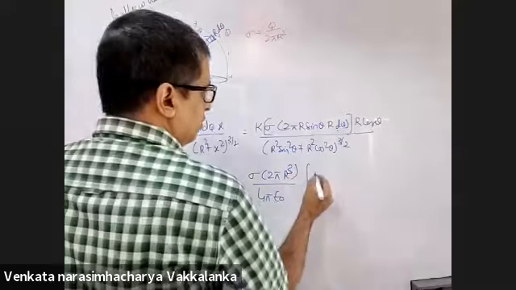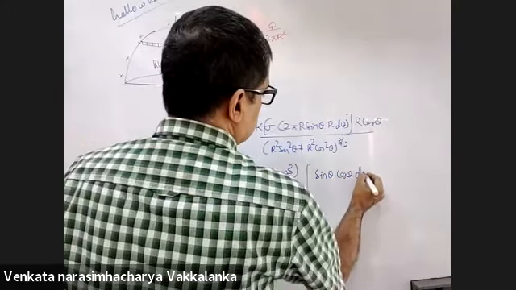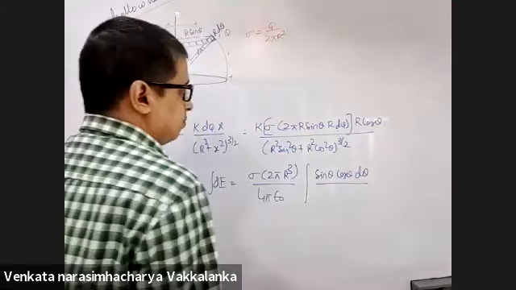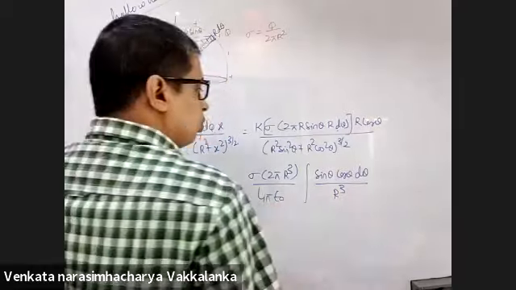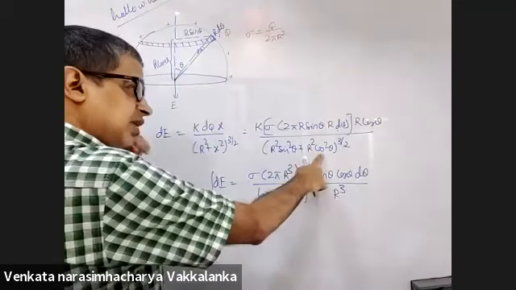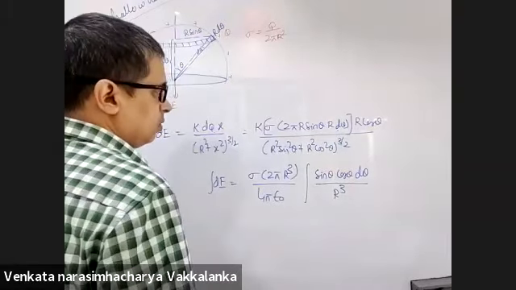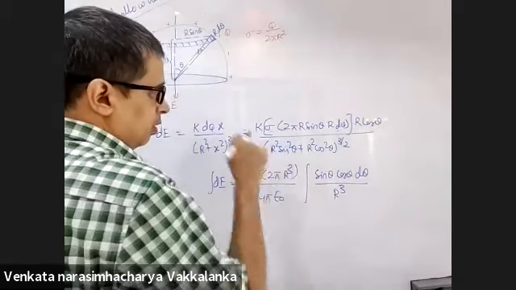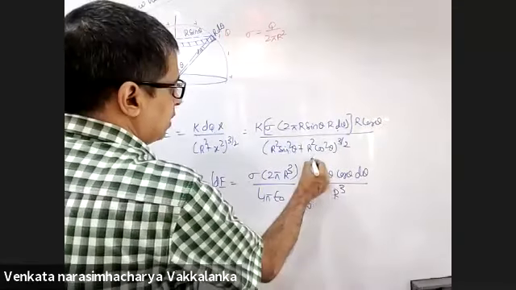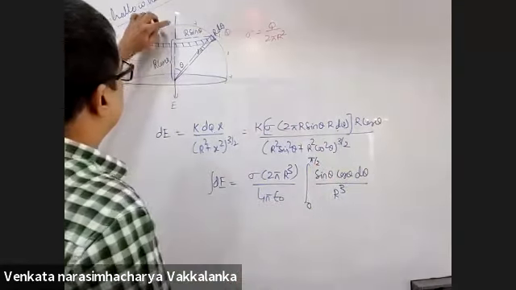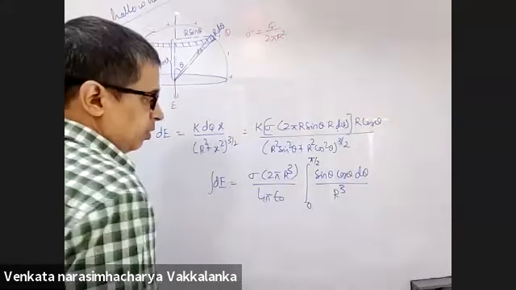integral of sin theta cos theta d theta divided by r cube. r square sin square theta plus r square cos square theta is r square. To the power 3 by 2 is r cube. Yes. Right? The least value of theta is 0, the maximum value of theta is pi by 2. The ring is here, theta is 0. The ring is here, theta is pi by 2.